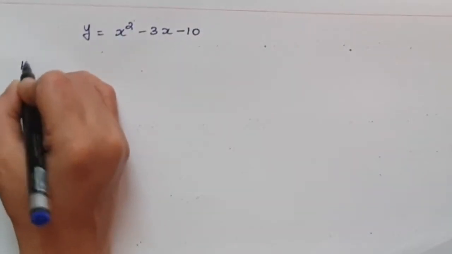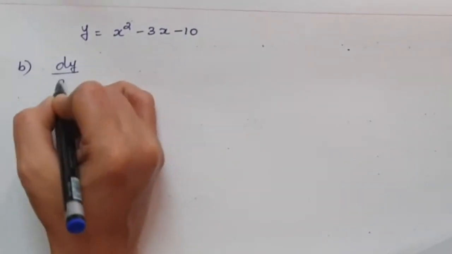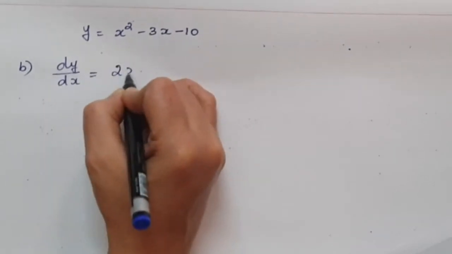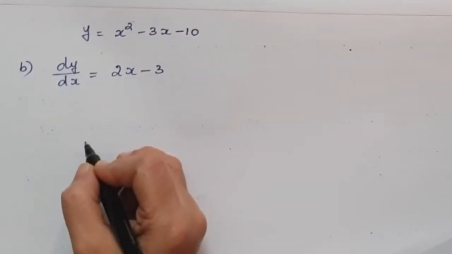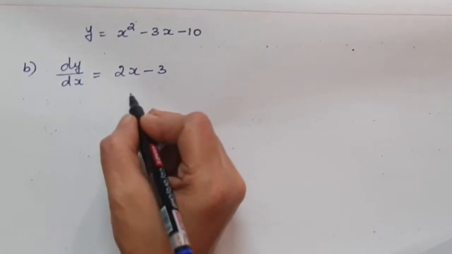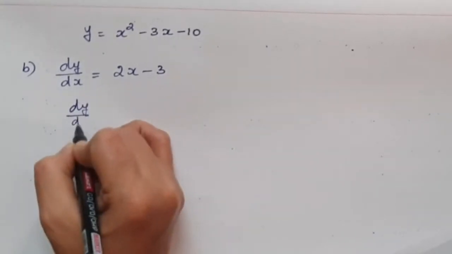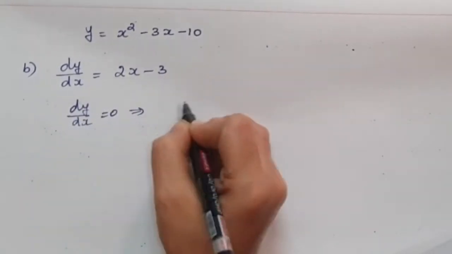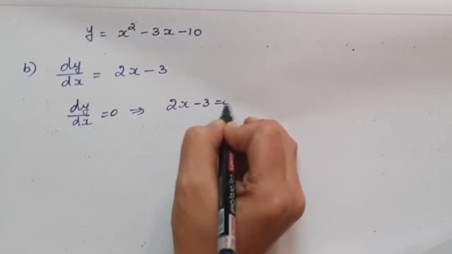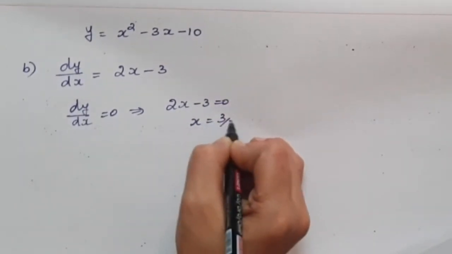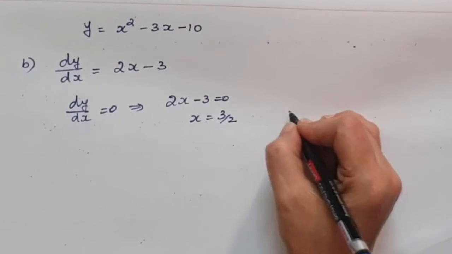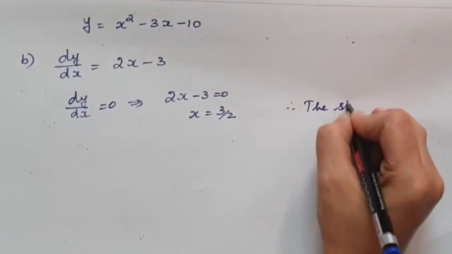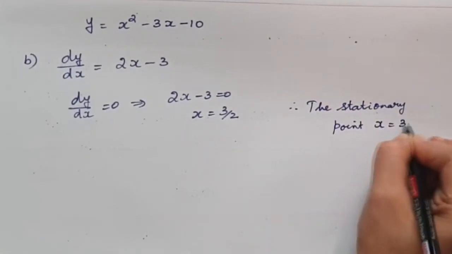Now in part B of the question, we need to differentiate it. dy over dx will be equal to 2x minus 3. Now after this, to find our stationary point, we equate dy by dx equal to 0, which implies 2x minus 3 equals 0. That is x equals 3 over 2. Therefore, the stationary point is x equals 3 over 2.